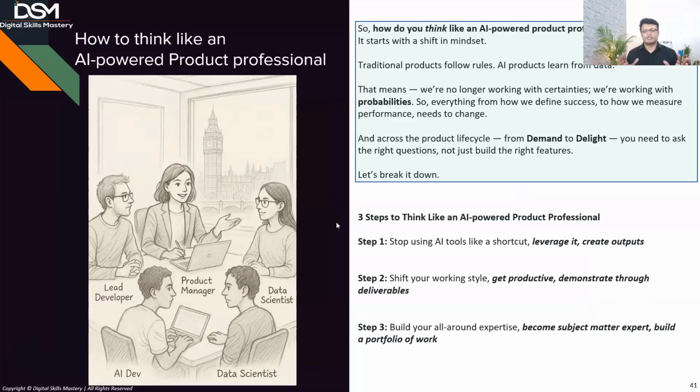The 3 steps we are suggesting you do: first, stop using AI tools just as a shortcut. It is very powerful, so leverage it to create outputs. We have just shown you the nomenclature, so create the outputs that you desire. Second, shift your working style. Get more productive and demonstrate it through deliverables.